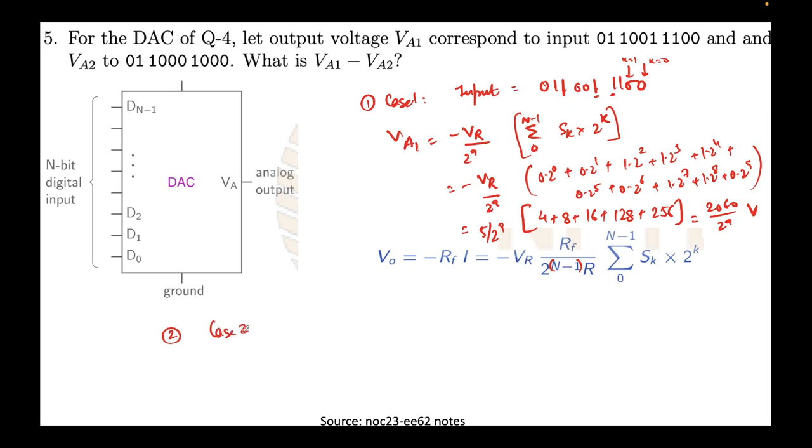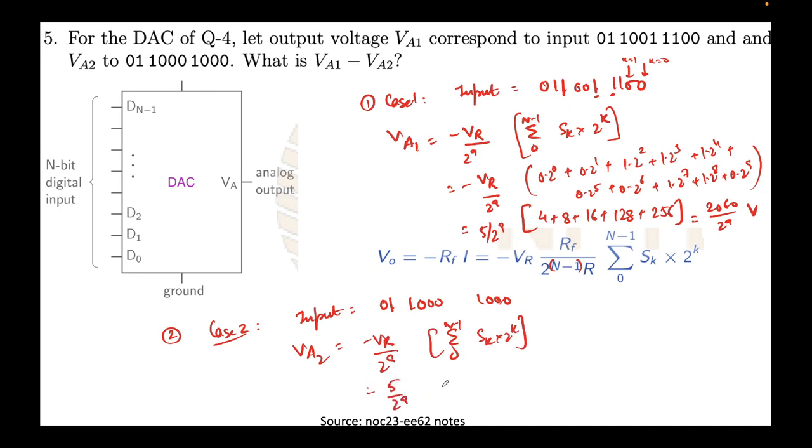So case 2, when input is 0110001000. Again we'll write the same expression, minus VR over 2 raised to the power 9, sigma of SK into 2 raised to the power K. Now again we'll do the same thing. VR is minus 5, so this turns out to be 5 over 2 raised to the power 9, and now again we'll write that.